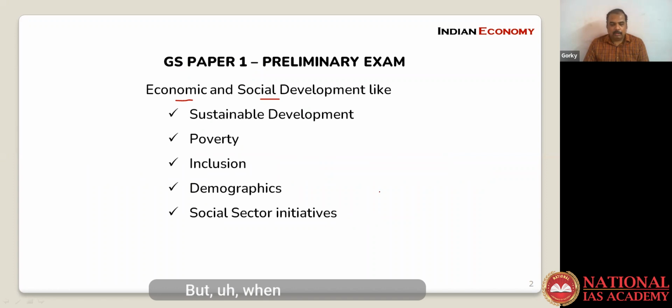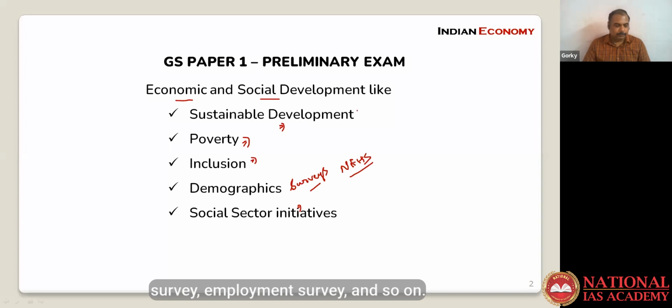But when you go into the previous year question papers, to be frank, questions are largely aligned to this. Even if they ask about social sector initiatives, it will be with respect to poverty, inclusion, or sustainable development. And in demography, you can see various surveys being asked, like the National Family Health Survey. There are many such surveys they have asked, like the labor survey, employment survey, and so on.